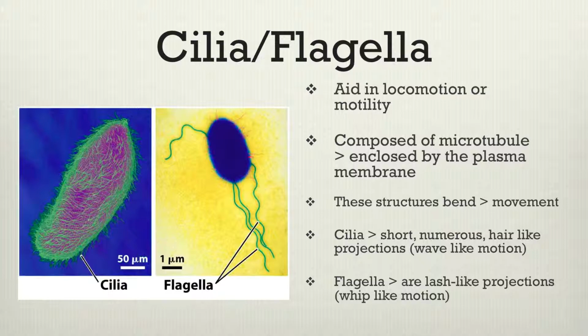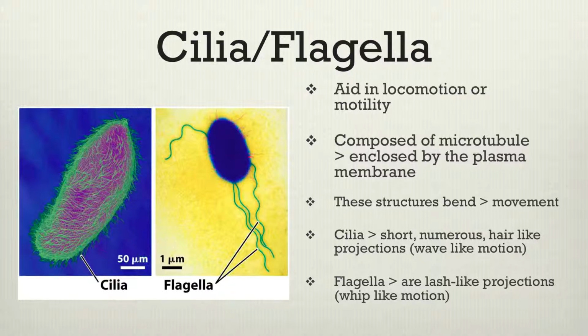Flagella are long, thick tails. They whip around and sometimes twirl, pushing the cell along. So they aid in locomotion or motility. They are composed of microtubules enclosed by the plasma membrane. These structures bend. They aid with movement, motility, locomotion.